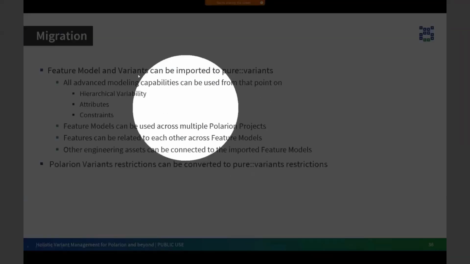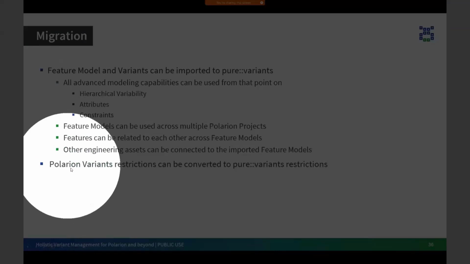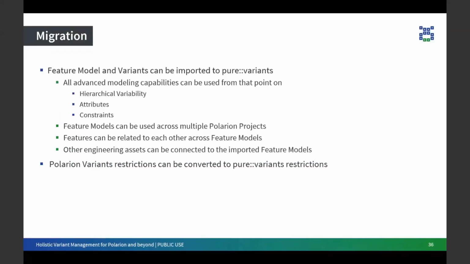And from that point on, there are no limitations anymore in those models. So then you can do all of the things I showed earlier. You can extend them once they are imported to pure variants with attributes. You can nest them. You can use them across multiple Polarion projects and so on. You can enrich them with more complex constraints to express that there are more complex relations between them. All of that is possible. And regarding the solution assets on the Polarion side, where you already wrote restrictions with Polarion Variants, they can just be converted during that migration step, so that they are 100% compatible with pure variants and the connector.